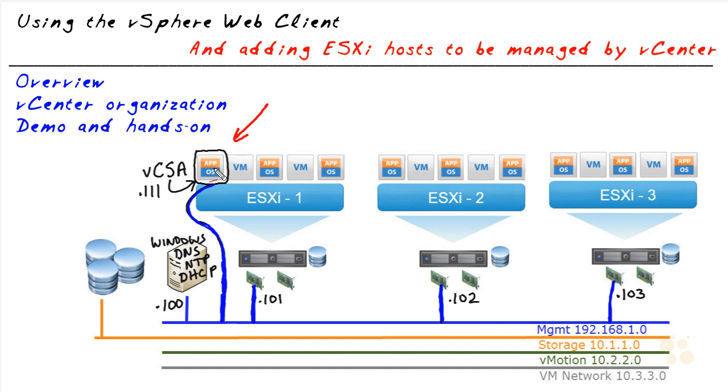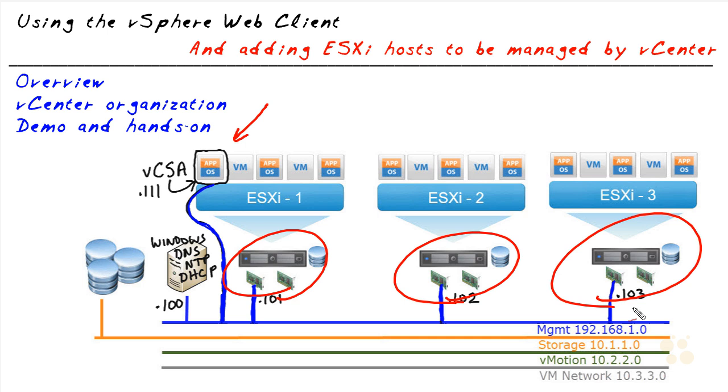Now, the next challenge is that once we do connect with the vSphere web client to the vCenter server appliance, the vCenter server appliance doesn't know anything about the ability to manage ESXi1 and ESXi2 and ESXi3. And that's one of the biggest reasons we're using vCenter, is so that we can centrally manage those hosts. So what we're going to do using the vSphere web client is we'll go ahead and add those ESXi hosts into the vCenter, so that the vCenter server can then go ahead and do the management of those hosts.